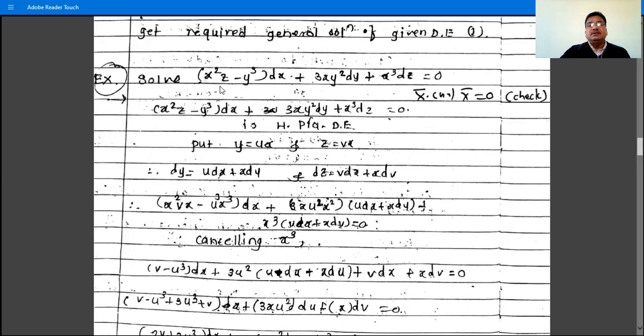And so this differential equation, (x square z minus y cube) dx plus 3xy square dy plus x cube dz is equal to 0, is actually a Pfaffian differential equation, and all these P, Q, and R are homogeneous functions of the same degree 3, and therefore this Pfaffian differential equation is called a homogeneous Pfaffian differential equation.